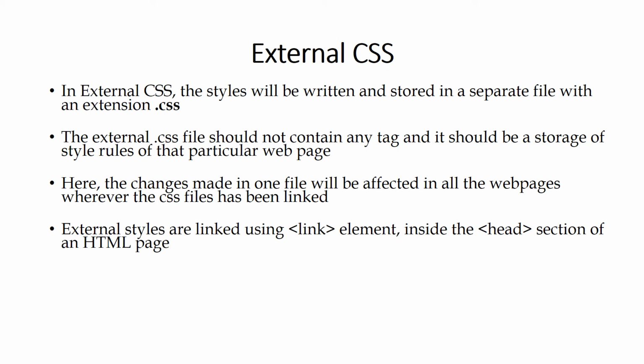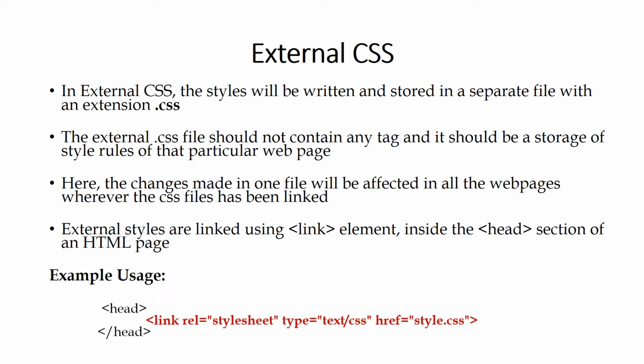So external styles are linked using the link element, which is inside the head section of an HTML page. So this is the example usage. Here in href, we need to give the path of this .css. Inside this link tag, we specify the path in the href attribute. The path needs to be specified correctly, so that all the rules will be applied properly in our web pages. The rel stylesheet and type text/css attributes also need to be given.